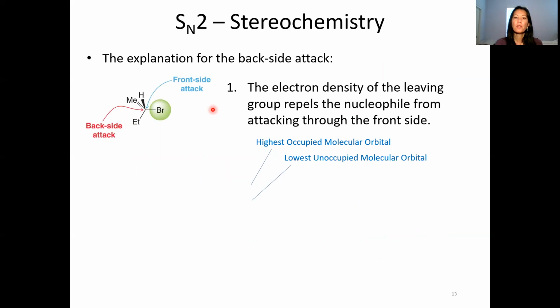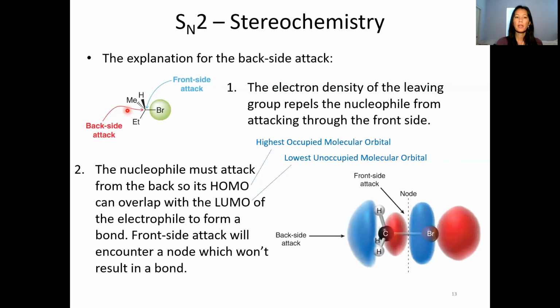There are two reasons for this backside attack. First of all, you have this leaving group. This is going to develop a partial negative charge. So think of this as high electron density here. Your nucleophile is likely going to have a negative charge or very strongly partial negative. So there's repulsion if it comes in from the front side. So it does prefer to come in from the back. The other thing, if you're interested, I'm not going to test you on any detail of this, but it involves specific orbitals. So back when we started the semester, we talked about molecular orbitals, antibonding and bonding.